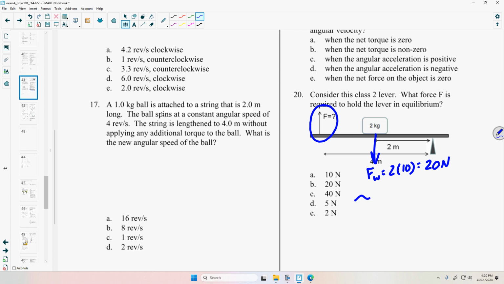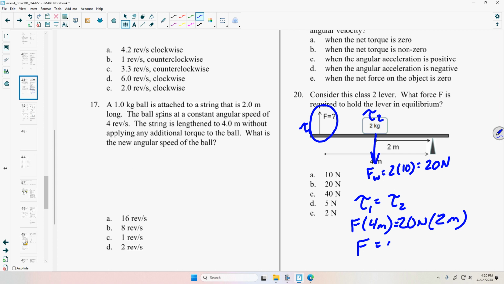So I'll call this torque 1, has to equal torque 2. That's F times the moment arm, which is 4 meters, has to equal 20 newtons times the moment arm, which is, no, I'm sorry, it's not what we're looking for, we know that, 2 meters. So F is equal to 40 divided by 4, or 10 newtons. A is the right answer there. Variations on that appear on most exams, so be prepared for that. I'm 98% certain that something's on that.